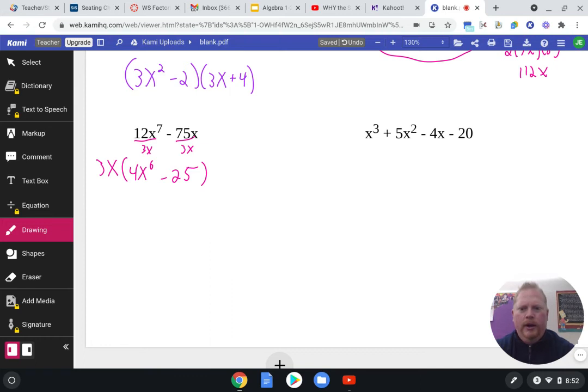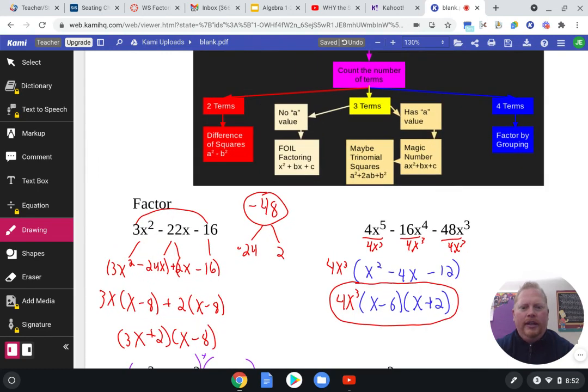4 is a perfect square. X to the 6th is perfect. Well, anytime your exponent is even, it's a perfect square. 25 is a perfect square, and there's a minus sign in the middle. So that looks like, right here, difference of squares. 2 perfect squares with a minus sign in the middle.